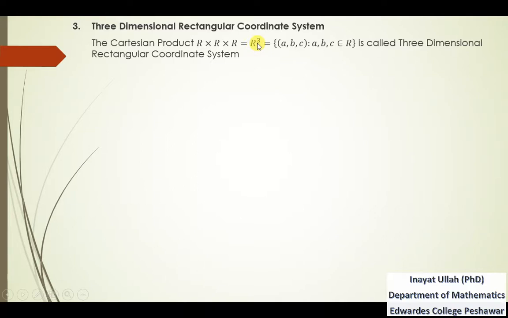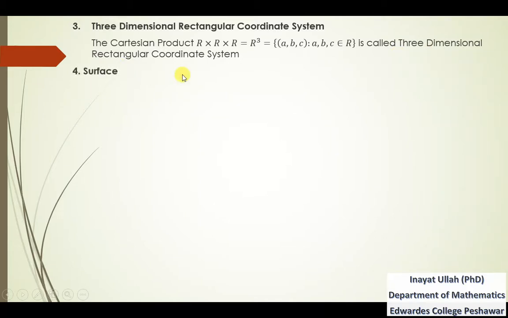This R cube contains ordered triples. This a is from the first R, this b is from the second R, and this c is from the third R. So all ordered triples (a, b, c) such that a, b, c belong to each of these R is called the three-dimensional rectangular coordinate system. So actually, an ordered triple is called the three-dimensional rectangular coordinate system.